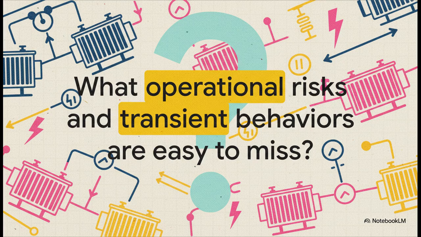And that brings us to the end. We've covered the steady-state principles from the standards, but that leaves us with one final question for you to take back and think about on your own projects. Beyond all the nameplate data and the calculations, what are the operational risks, the transient behaviors like inrush currents or sympathetic tripping, that are the easiest to overlook when you're designing and commissioning a parallel transformer system?